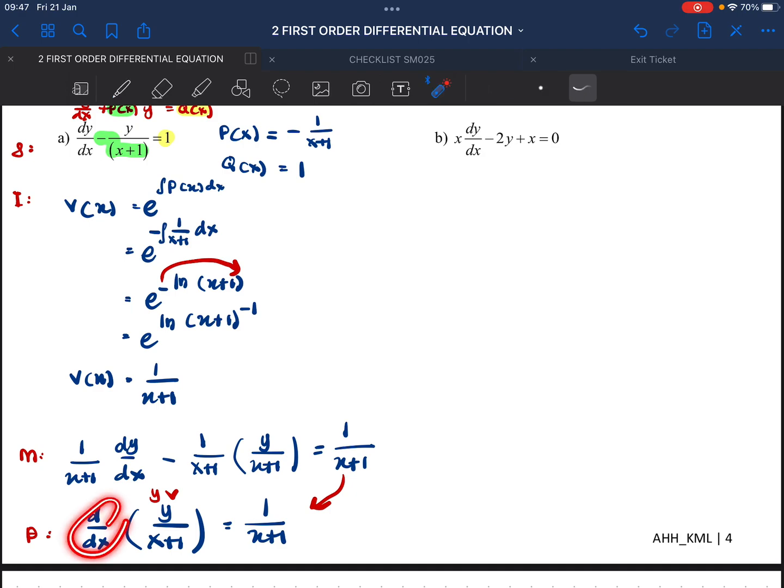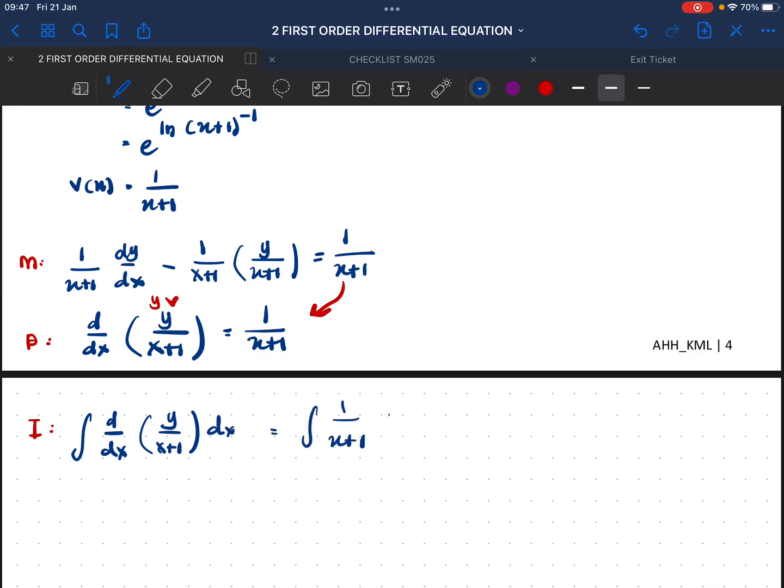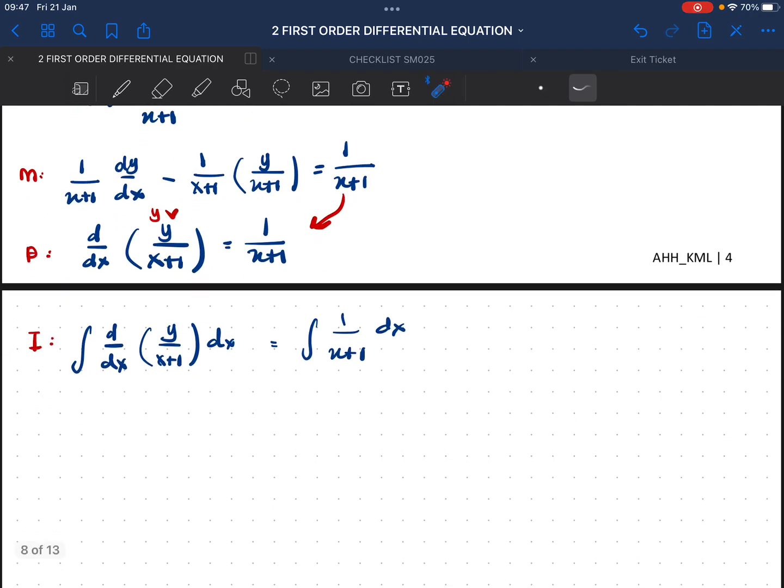Kita letak d over dx. Apa yang kita nak cari, multiply by our integrating factor. Daripada kanan multiply, step multiply ni, bawa je turun ke bawah. Okay, so that is step product rule. And the last step here is we are going to integrate both sides. So integrate d over dx, y over x plus 1 dx equals to integrate 1 over x plus 1 dx. Okay, so this one, d over dx and dx ini akan cancel out each other. So kita akan keluarkan sahaja, salin je balik yang di dalam.